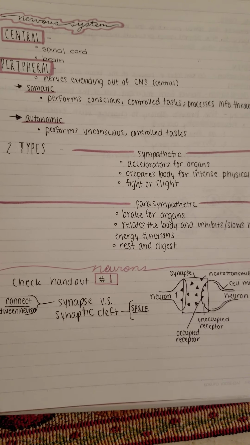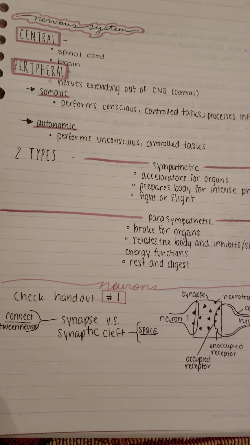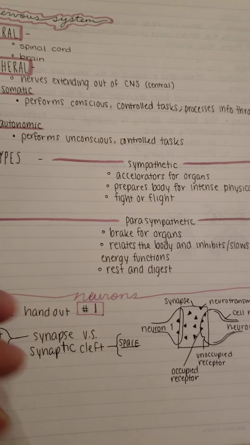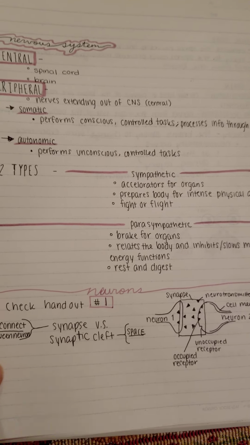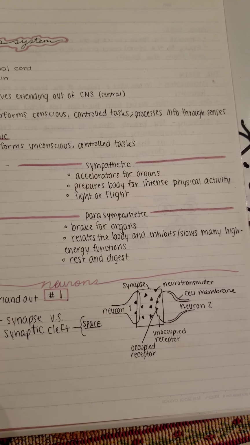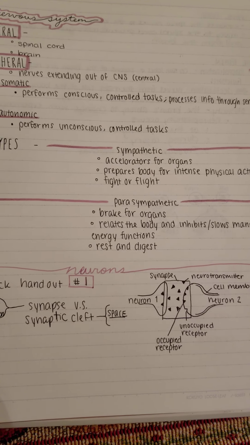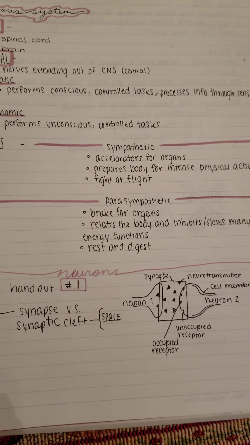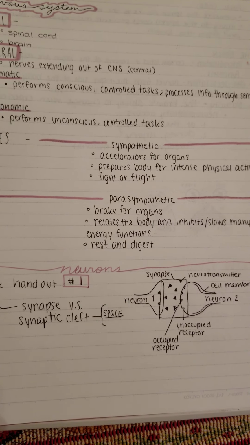All right, the two types of autonomic systems? Sure. Are sympathetic and parasympathetic. The sympathetic are accelerators for organs. They prepare the body for intense physical activities. They are definitely the active of the two. The parasympathetic is definitely the more relaxed. It gives you a break and it begins to slow down your body and its functions.